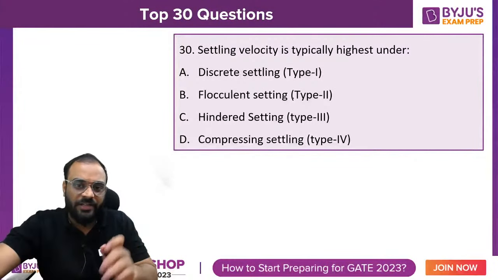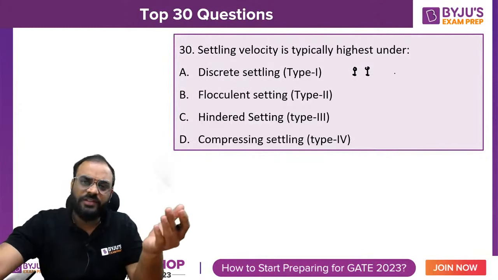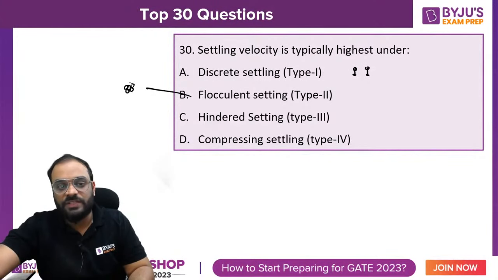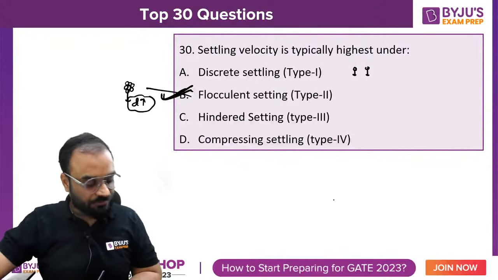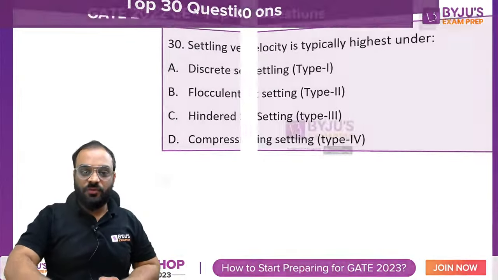Now let me explain why it is so. In case of discrete particles, the individual particle is trying to settle by its own weight. Because its size is small, the settling velocity will be less. But in case of flocculent settling, we have multiple particles connected together. So the size of the particle will increase, and due to that, the settling velocity will overall increase. That's why you may find the highest settling velocity in flocculent settling. That's it guys. From my side, this is all for today.